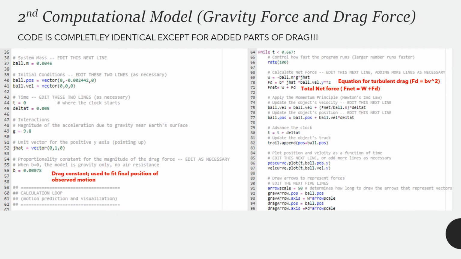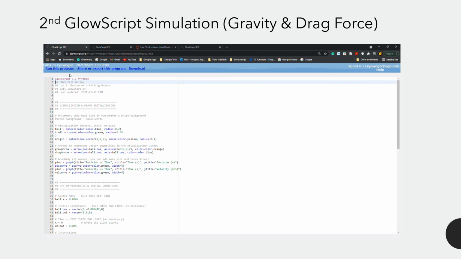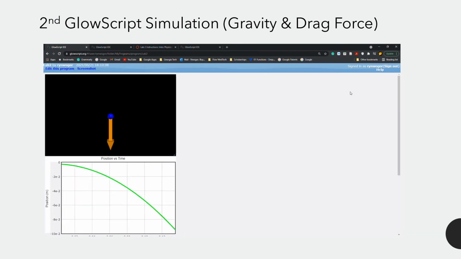This is the second computational model that I created. This one includes both gravity force and drag force. For the most part, the code is completely identical except for a few parts. Right here, we added the drag constant instead of making it 0 so it fits the final position of the observed motion, and we did this using trial and error. I then added the equation of turbulent drag, which is Fd equals bv squared, and then added the total net force, which is weight plus Fd. The second code is right here, showing drag in the positive direction and gravity in the negative y direction.